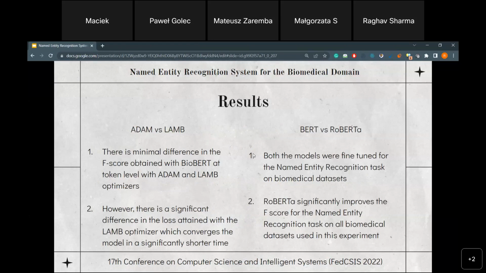Comparing the results, when we analyze the performance of the Adam and LAMB optimizers, we see that the F score is basically the same, with negligible difference between the F scores with Adam and LAMB optimizers. However, the loss that we attain after using the LAMB optimizer is significantly lesser than what we attained with the Adam optimizer. This shows that the LAMB optimizer has performed superior to the Adam optimizer. Also, when we compare the performance of BERT and RoBERTa on the biomedical corpus, we find that RoBERTa has significantly improved the F score on all the biomedical datasets that we have used in this experiment.